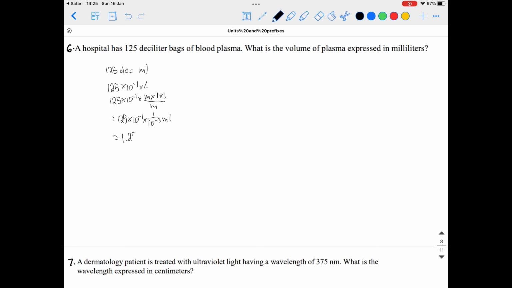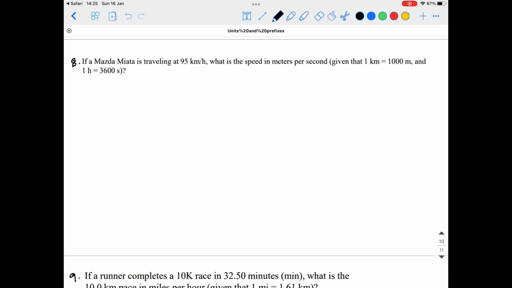Let's try one more question before the video ends. If a Mazda is traveling at 95 kilometers per hour, what is the speed in meters per second? Given that 1 kilometer equals 1000 meters and 1 hour equals 3600 seconds. Try out this question now.